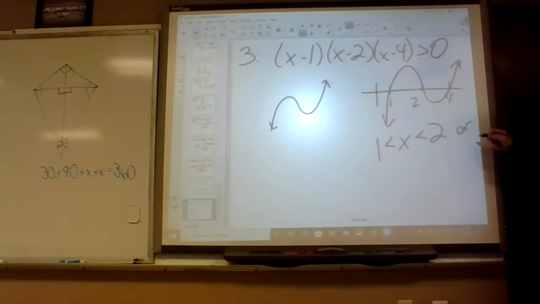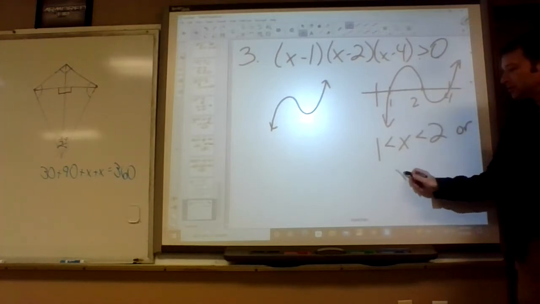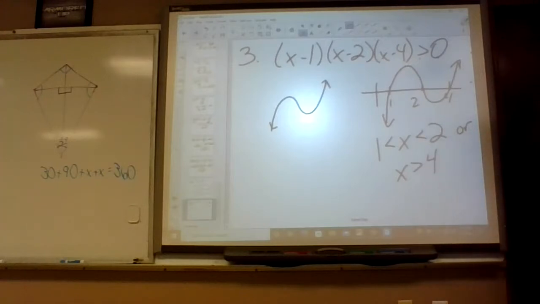Or, where else is it positive? Less than 4 and greater than 2? Well, no. It's negative between 2 and 4. But it's positive out here past 4. So if x is greater than 4, that will give us positive answers. So, I'm pretty sure this is how it looks.